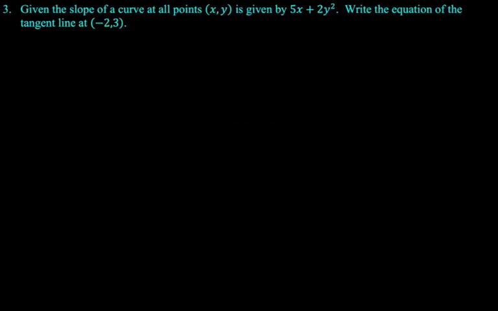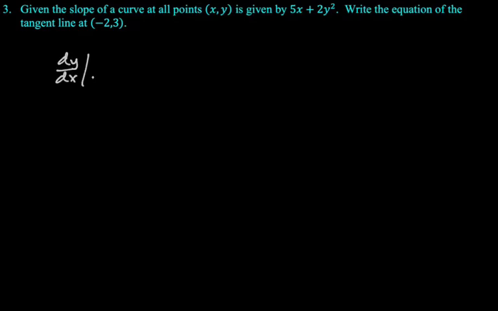Who knows? All right. Given the slope of a curve at all points (x, y) is given by 5x plus 2y squared, write the equation of the tangent line at (-2, 3). The slope is always 5x plus 2y squared, so that is the derivative. It's implicit, but it's the derivative. So I need to evaluate that.